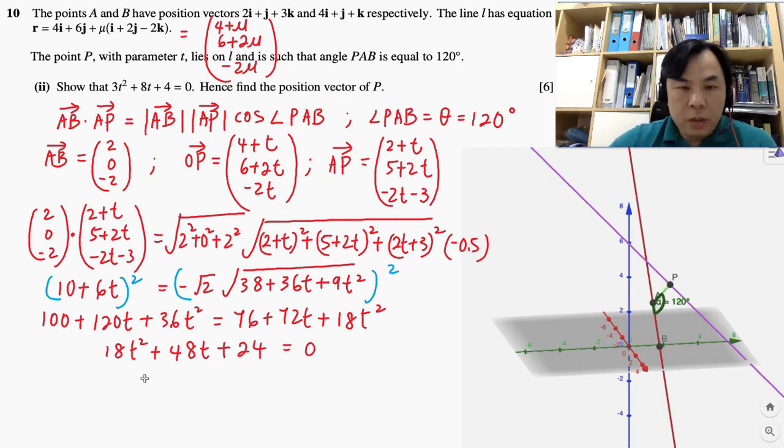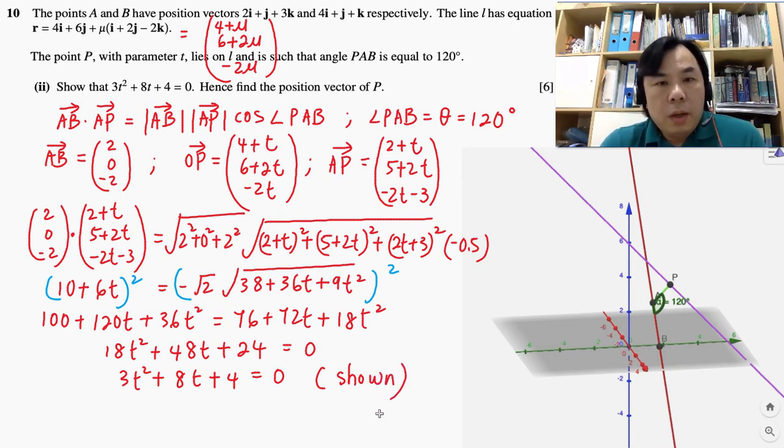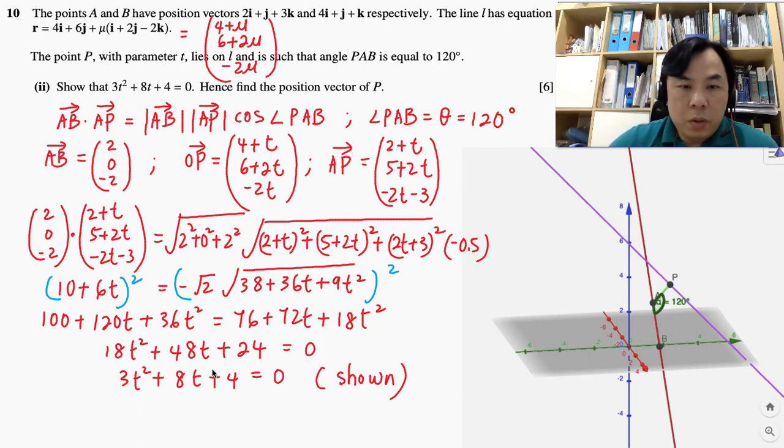And then further simplifications would yield, I can divide both sides by 6, of course. And then therefore, I managed to prove this quadratic equation, which is 3t squared plus 8t plus 4. So therefore, this has been proven. Now, I hope that is clear. The last part would be very straightforward. All I need to do is just solve this quadratic equation. So solving this should not be any problem here.